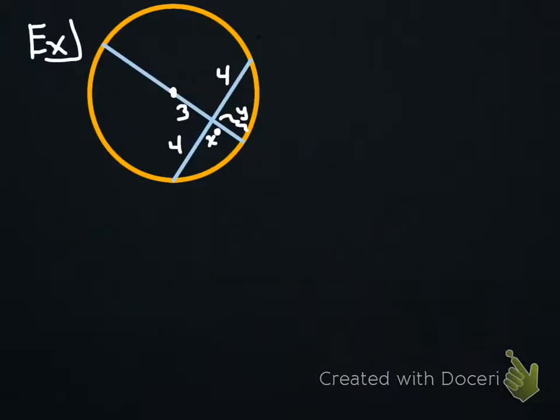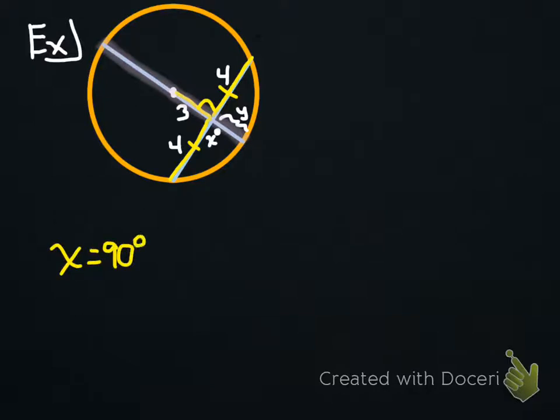Now, let's look at an example. They're giving you that this segment here is 3, that this segment here is 4, and this segment here is also 4. So we know that this diameter here is bisecting this chord because it cuts it into two congruent pieces. So we know it bisects the chord, which means it must be perpendicular. So we can just solve for x and say that x is 90 degrees.